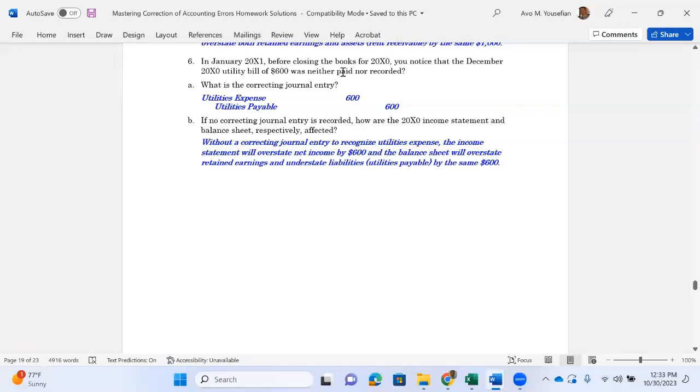So the books are not closed, that's fine. So you can still record the journal entry by debiting utilities expense, that's $600, and recognizing a liability of $600. Okay, so expense goes up, liability goes up.